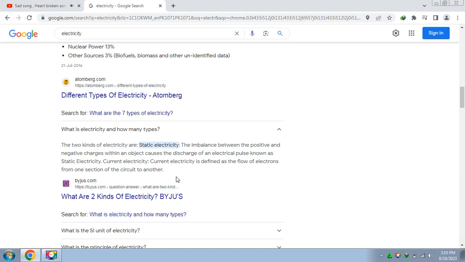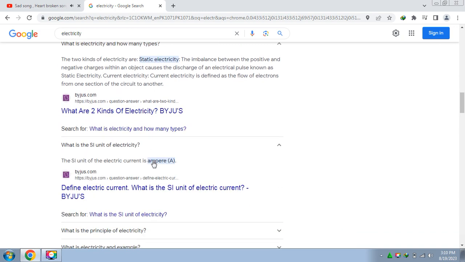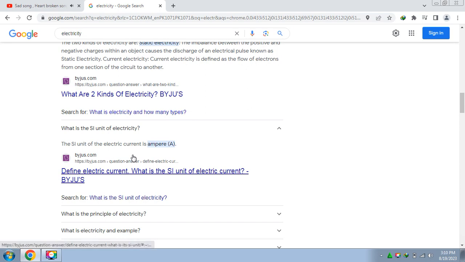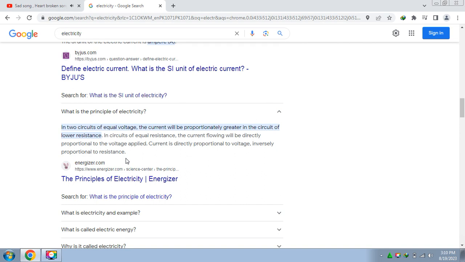And another question is: what is electricity and how many types? The answer is: there are two kinds of electricity: static electricity, where the imbalance between the positive and the negative charge within objects causes the discharge of electrons, known as static electricity. And another is current electricity. Current electricity is defined as the flow of electrons from the charge.